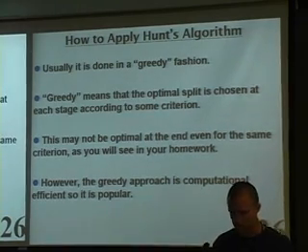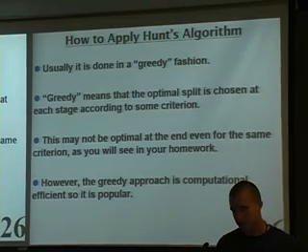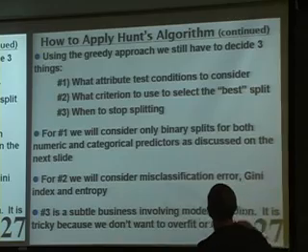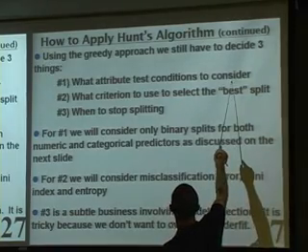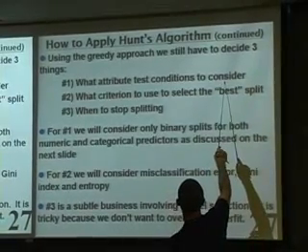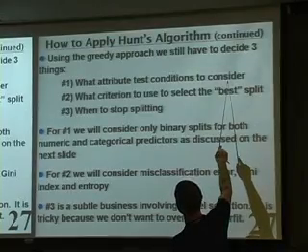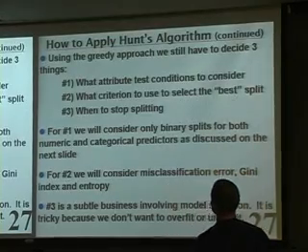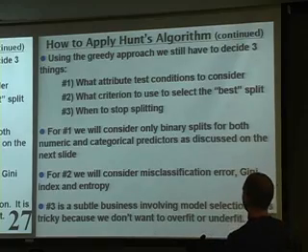Now, once you say, I'm going to use Hunt's algorithm, I'm going to use this greedy approach, there's still some questions you need to answer. So in particular, what type of test conditions should you consider, right? If it's a continuous attribute, how should you split it? If it's an ordinal attribute, how should you split it? What criterion to use to select the best split, right? How can I say this split is better than this split? How should I know if I should split on this one versus this one? And then when to stop.